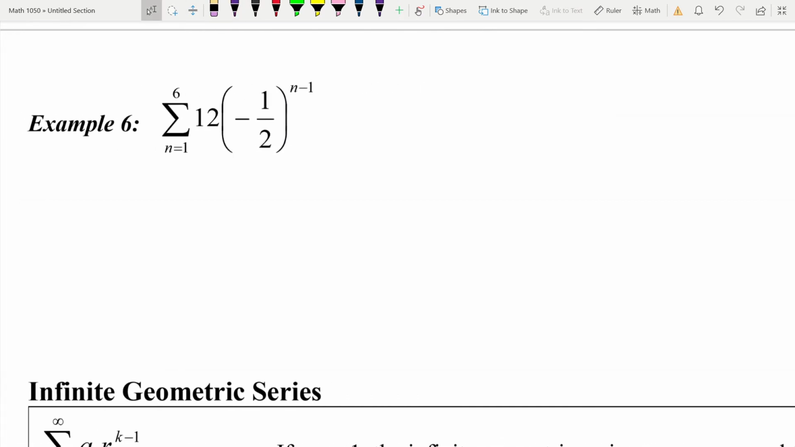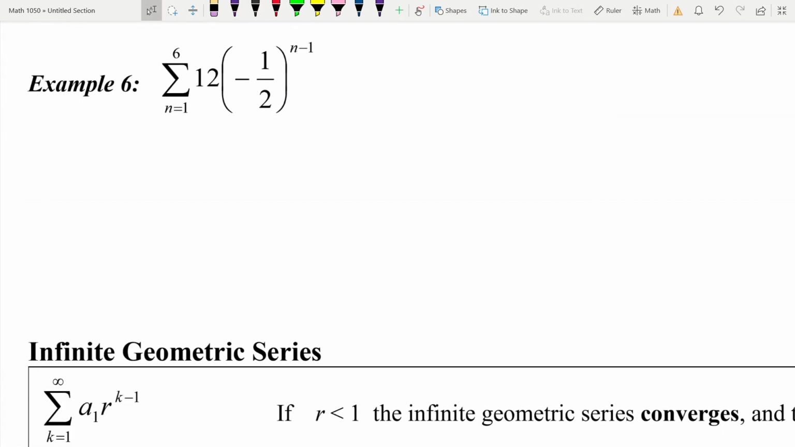Okay, here we go. Find the summation of n equals 1 to n equals 6 of 12 times a negative 1/2 to the n minus 1. Okay, so they want a sum. Now, we could do this. Everybody go a sub 1, a sub 2, a sub 3. On a sub 1, n is a 1. So that's going to be a 12 times a negative 1/2 raised to the 1 minus 1, which is a 0.